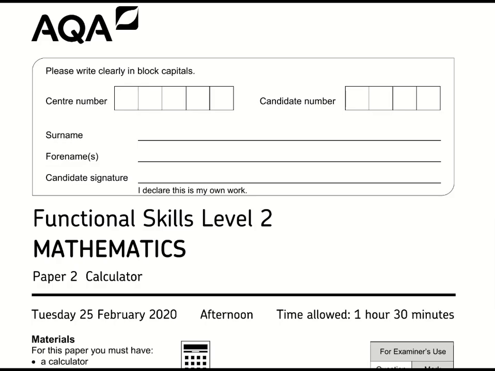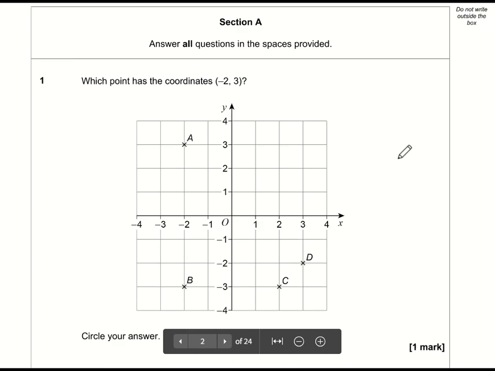Here are the video solutions for AQA Functional Skills Level 2 Maths, and this is paper 2, which is the calculator paper, and this is February 2020. Let's have a look at question number 1.